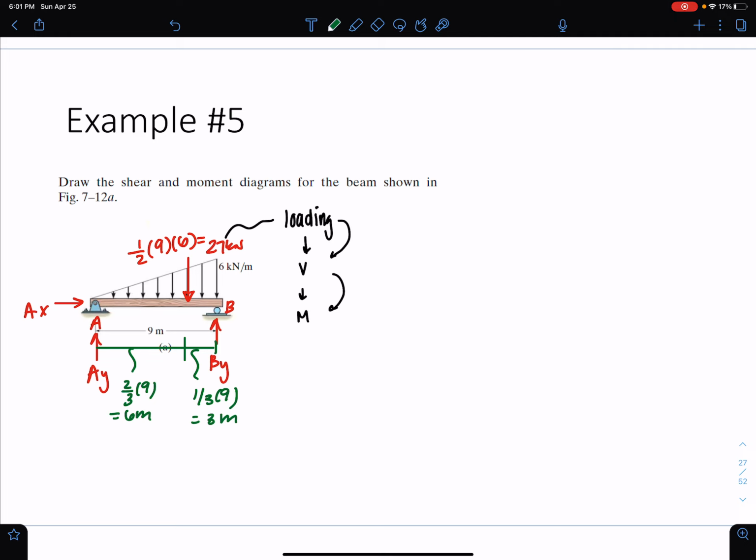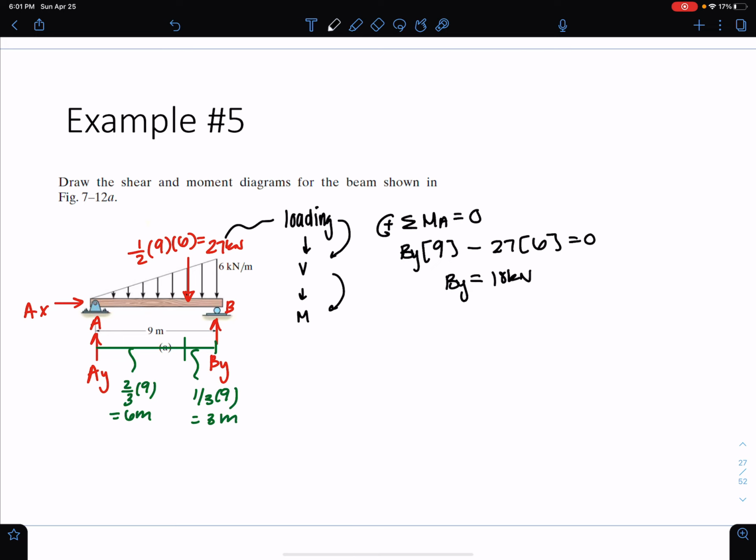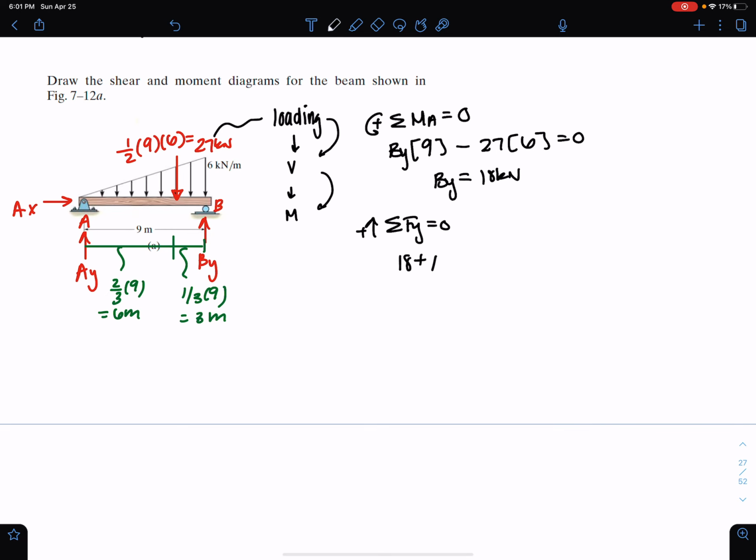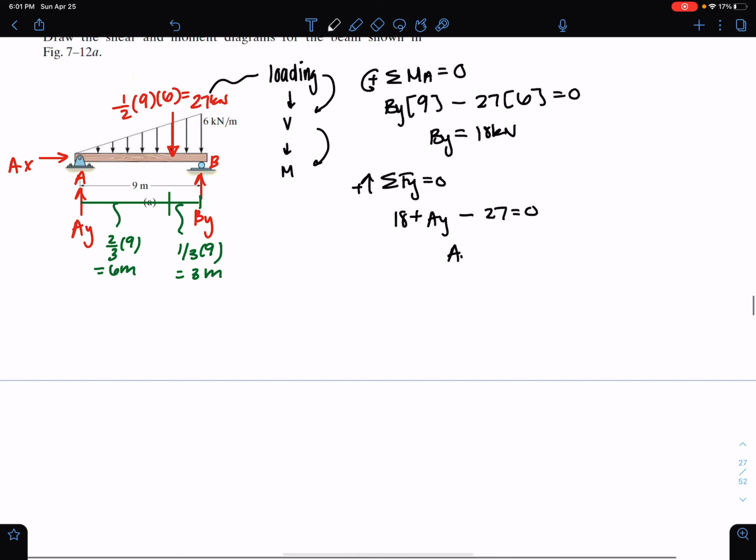Okay. To solve for the unknown reactions, we can go through equilibrium of the whole system. We can sum moments about point A. Counterclockwise is positive. We have BY times 9 meters away minus 27 times 6 meters away. Set that equal to 0. And we get BY is 18 kilonewtons. We can sum forces in the y direction. Up is positive. And we get 18 plus AY minus 27 equals 0. And we get AY is equal to 9 kilonewtons.